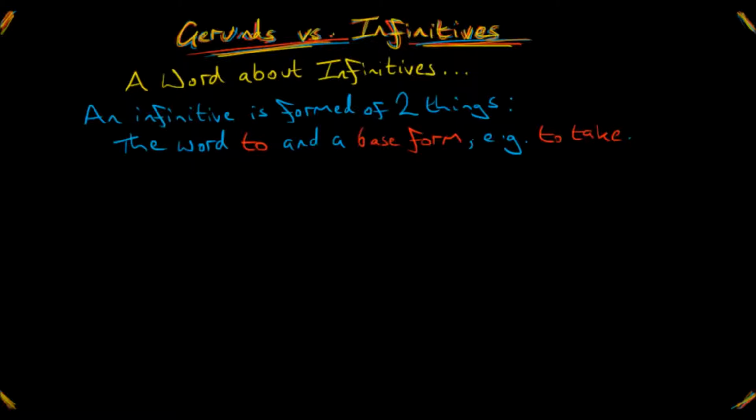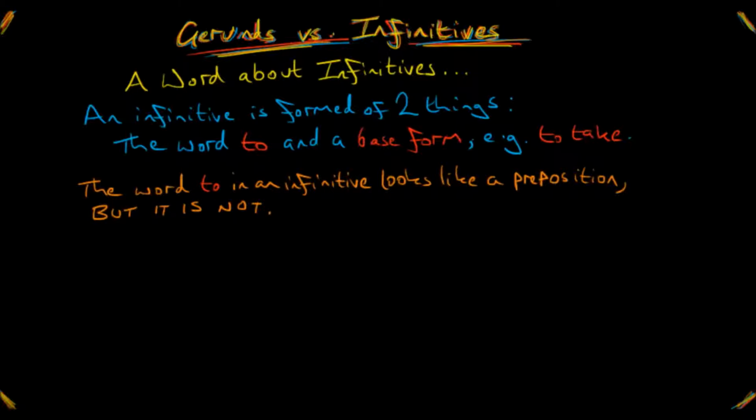Okay, you know what? I'm going to delay things a little bit more again, and just to completely clarify things, I'm going to say a brief word about infinitives. I know I just said a brief word about prepositions, but this won't take too long. Just to clarify something, an infinitive is formed of two things. I mentioned this briefly earlier: the word to and a base form. For example, to take.